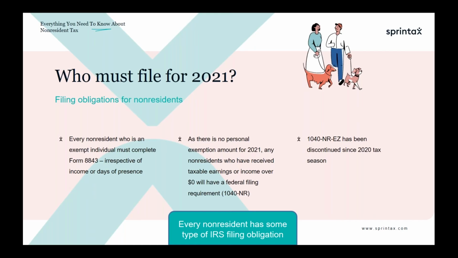But in many cases, you may have been in receipt of taxable US sourced income during the tax year. For example, you might have been on OPT, or perhaps you had an on campus employment job, or you received a taxable stipend or a scholarship or investment income, for example. And as there's no personal exemption amount for 2021, any non residents who receive any taxable US sourced income over $0 will generally need to file a federal tax return, which is Form 1040 NOR. And some of you may have been familiar with the 1040 NOR-EZ, which was a federal tax return form that was used in prior tax seasons, but it has since been discontinued since the 2020 tax filing season.